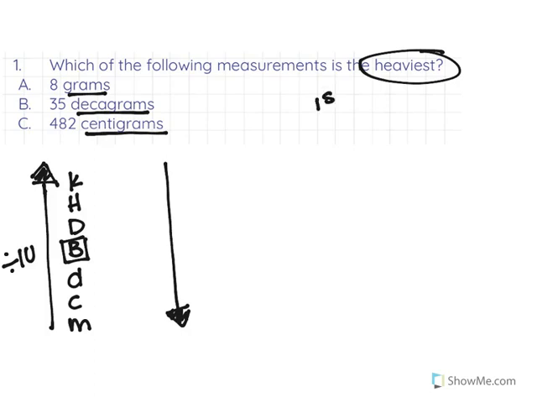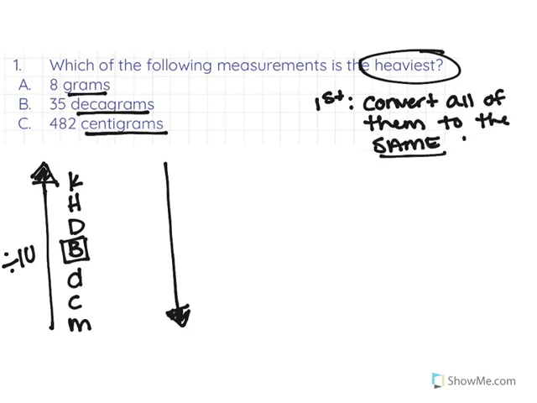So the first step I have to do is convert all of them to the same unit. Okay, the first thing we'll have to do is convert them all to the same unit. I find it easiest to just convert everything back to the base unit. I can see the base unit for these is going to be grams, because we have decagrams, centigrams, and this one's already in the base unit of grams. So let's go ahead and get started.